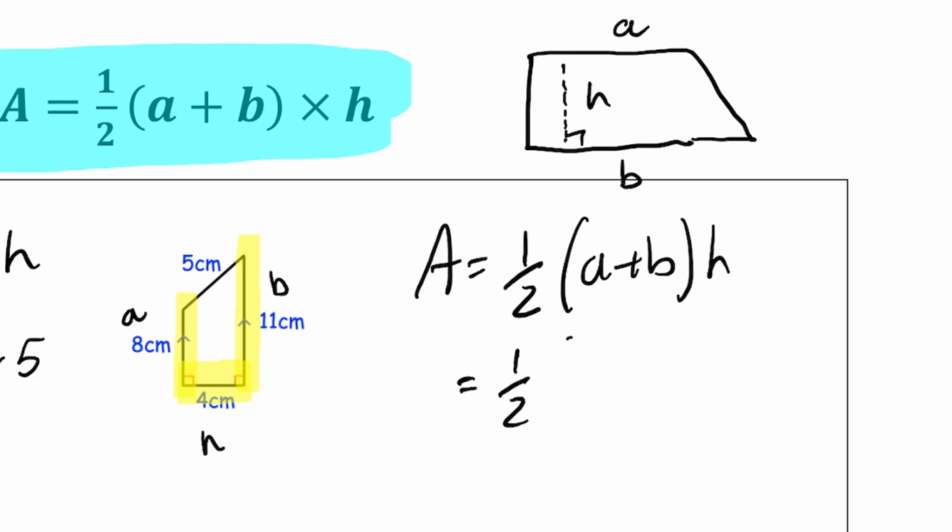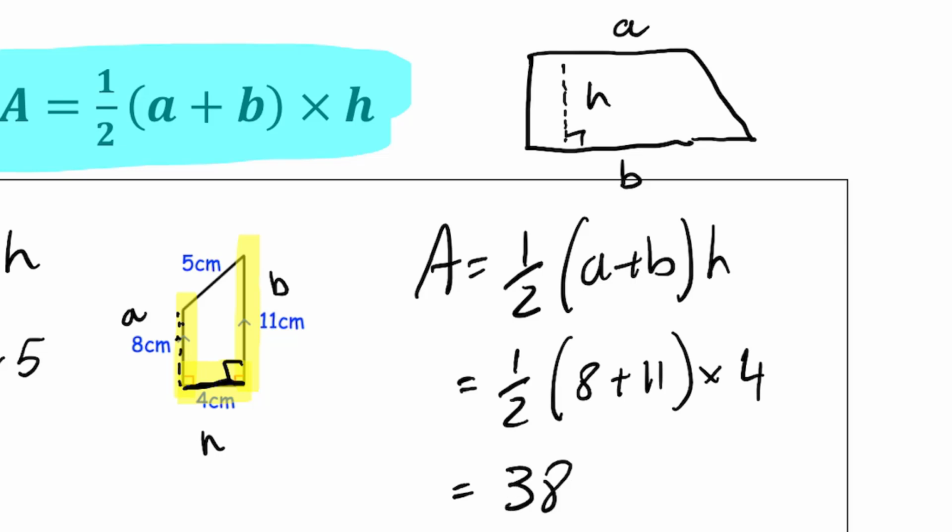So we have a half times, A was the top one over here, 8. B was the bottom one, 11, times the height, which is the one which is perpendicular or right angle to the bottom one, and in this case 4. And then we put all of that into our calculator and we end up with 38. And don't forget your units because you will lose marks if you forget to write down units.